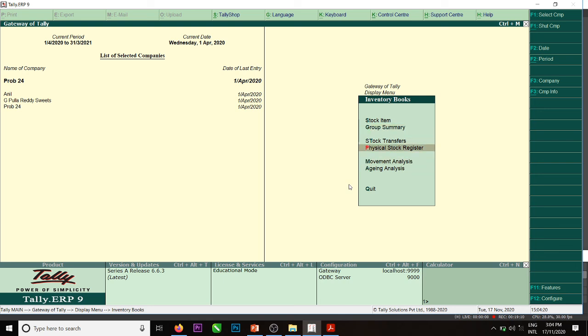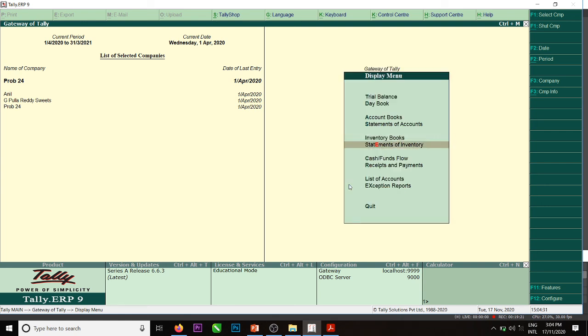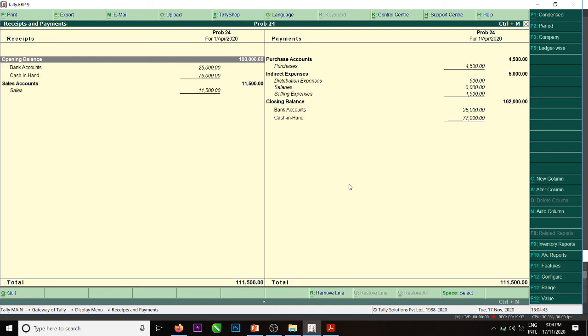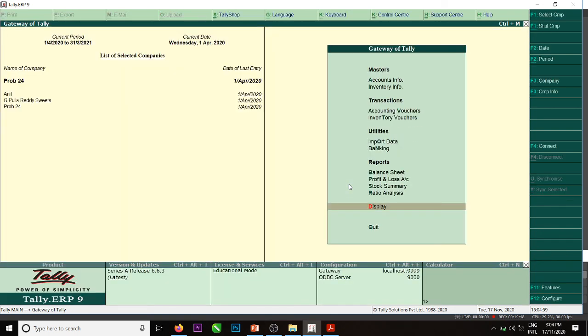Aging analysis, movement analysis, physical stock, already we understood in the previous videos about all this. The cash flow, funds flow also, previous video we understood. Receipts and payments. Instead of it is a cash account, receipts and payments account is a cash account. We can't find Gita in this. Okay? Right, students?